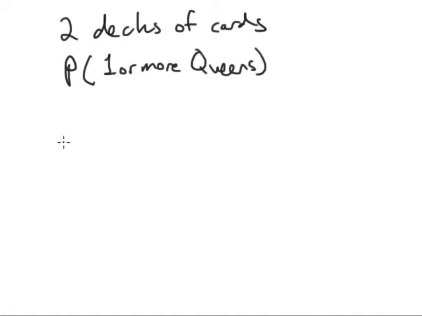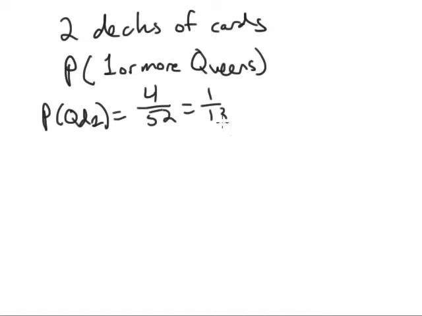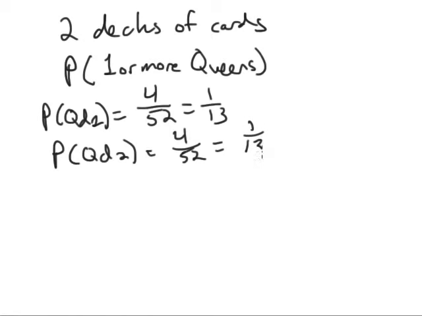So what we can do is we can calculate the probability of finding a queen from the first deck. So there are 4 queens. There's 52 cards, so that ends up with 1 over 13. Probability of getting a queen from the second deck is equal to 4 over 52. Again, 4 queens in the second deck, 52 cards in the second deck, and that gives us 1 over 13.